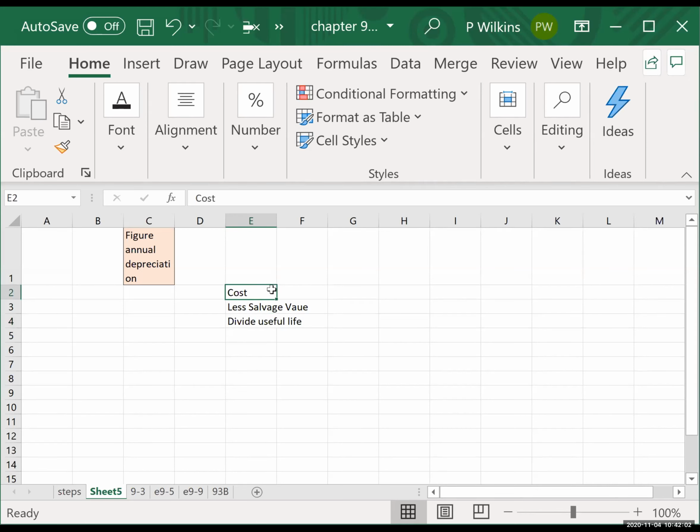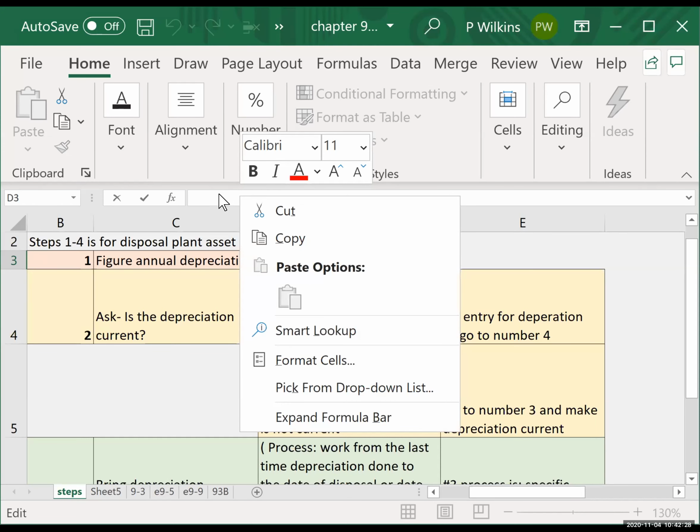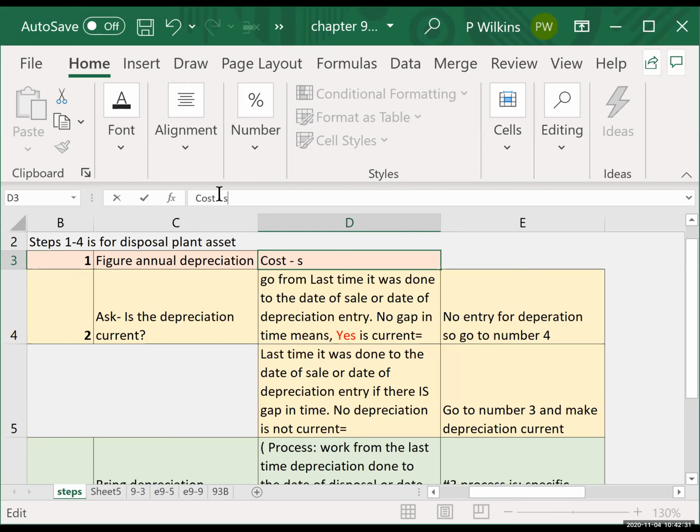And I guess I could put that over on that sheet, huh? I can put that on. So it's cost minus salvage divided by useful life. And you will need this. Okay, I'm actually going to take that over and put it over here on the steps. Oh, it's not going to let me, okay. Cost minus salvage divided by useful life. And that's going to give you the depreciation amount.